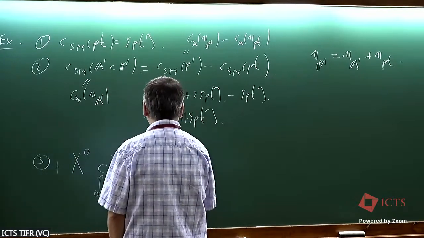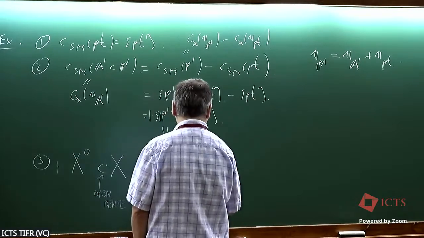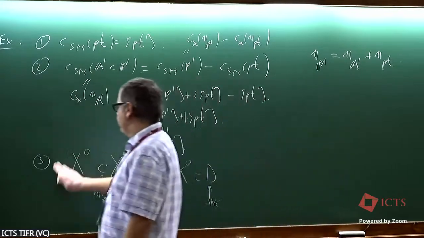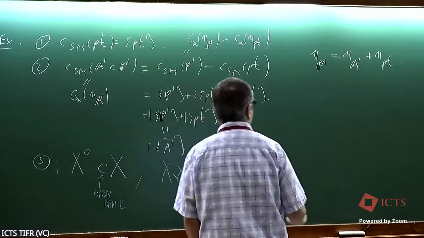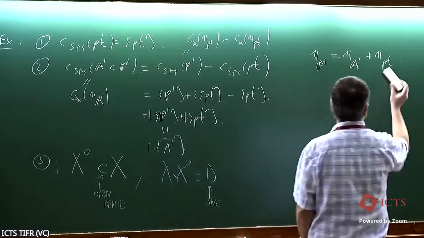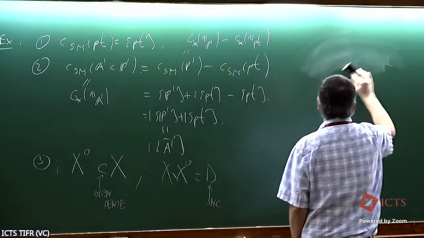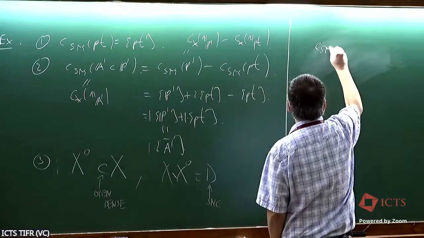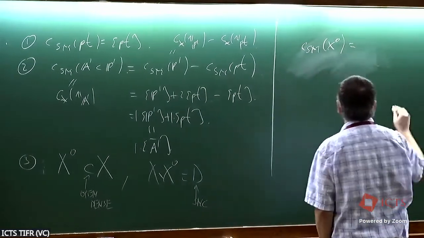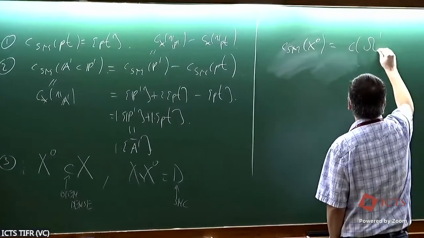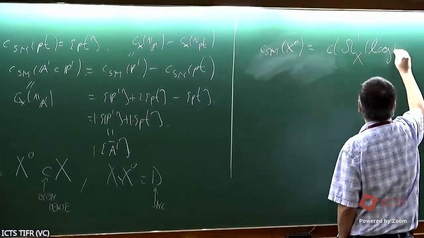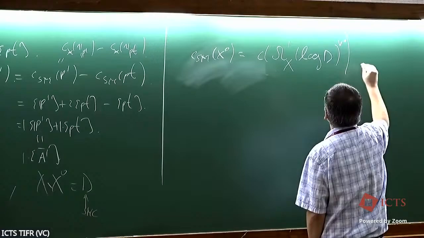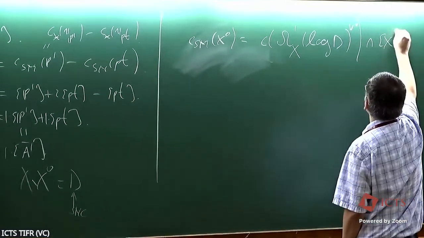And let's say that the boundary of this x0 is a simple normal crossing divisor. Then a very nice theorem of Aluffi says that the following is true in this case. It says that the CSM class of x0 is just the total Chern class of differential forms with logarithmic poles for this divisor D. Oops, you have to take the duals.